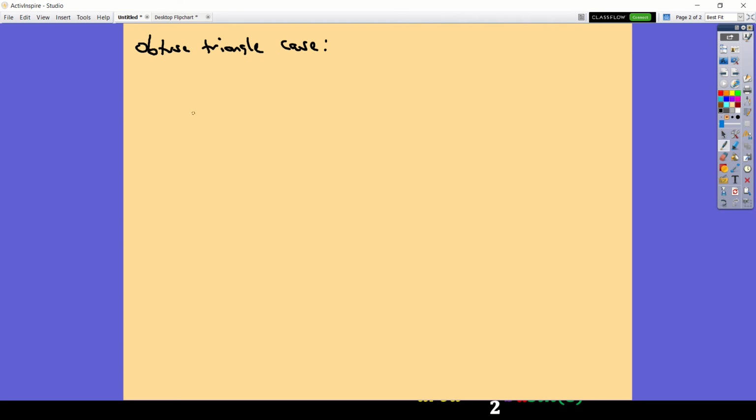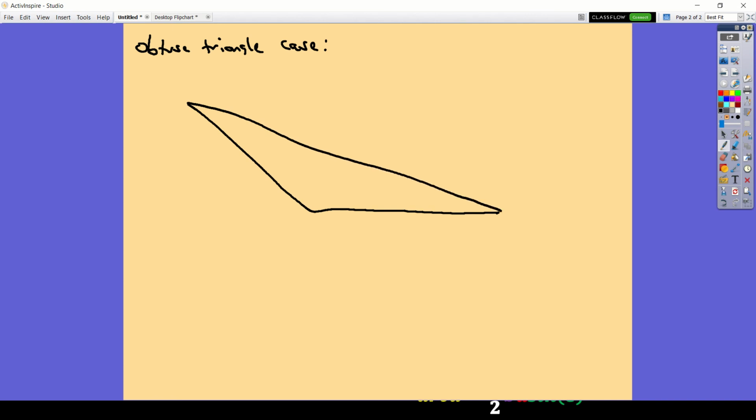Okay, so I'll start with drawing a nice big obtuse triangle as best I can. Okay, as straight as I can possibly do, and we'll label up the angles and sides in the same way. We've got A, B, C for these angles, and then we've got the opposite sides as well, A, B, C.